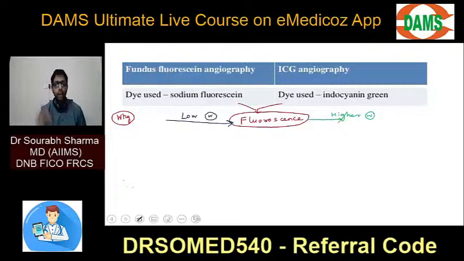Fluorescein has it, indocyanine green has it. Other dyes like trypan blue dye used in cataract surgery don't have it. So that is why fluorescein and indocyanine are used. Now the question they can ask from here: which light is coming inside in fluorescein angiography? Which light is coming inside and going out in ICG?